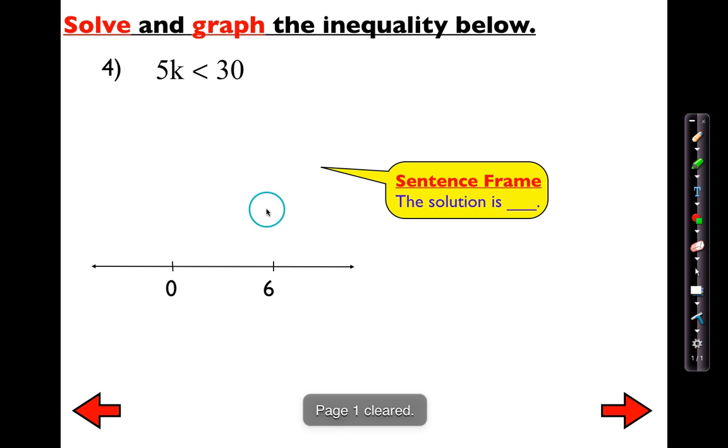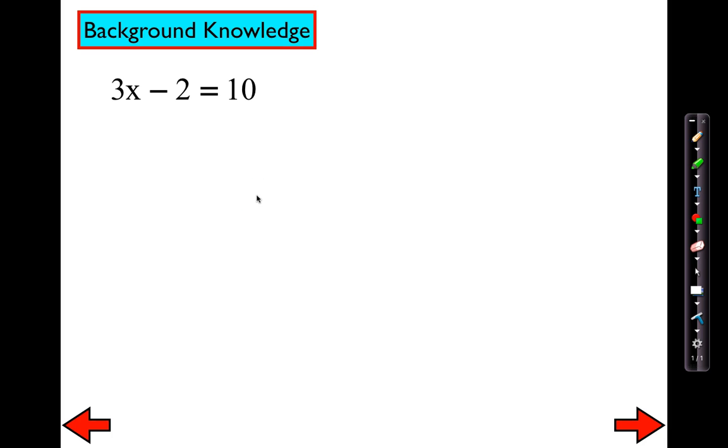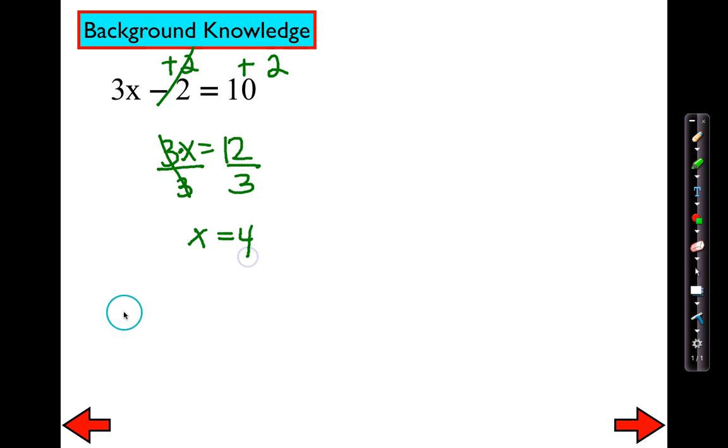Okay, so now moving on. First, let's go over some background knowledge. When I was solving equations, I would get rid of the constant by using the additive inverse to create 0, leaving me with 3x equals 12. I would get rid of the coefficient by dividing both sides by 3. That's applying the multiplicative inverse to create a 1, leaving me with x equals 4. Now here, there is only one solution.